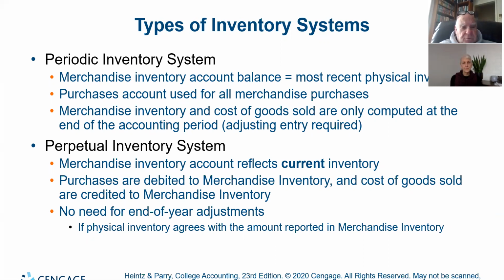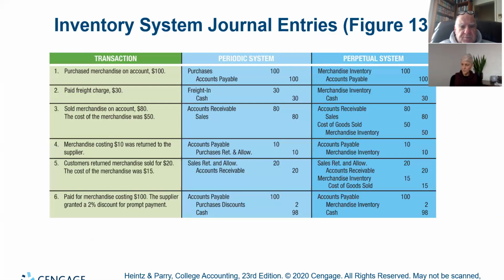So perpetual inventory system, we are debiting the inventory and no adjustments at year end. This grid here, Lori, is a real important one to take a look at. Here, we're going to show you the journal entries we already know from the periodic system and compare them to the perpetual.